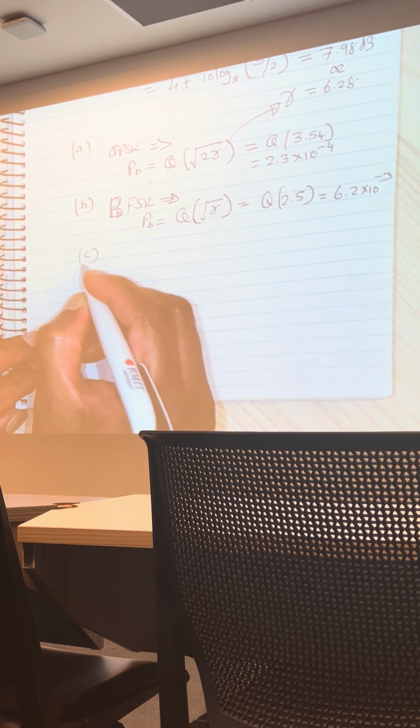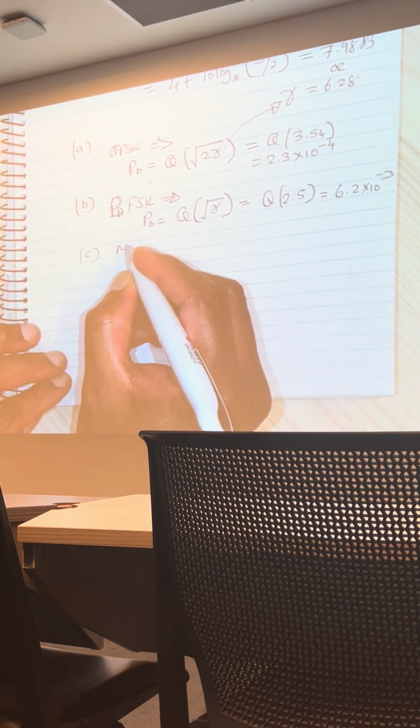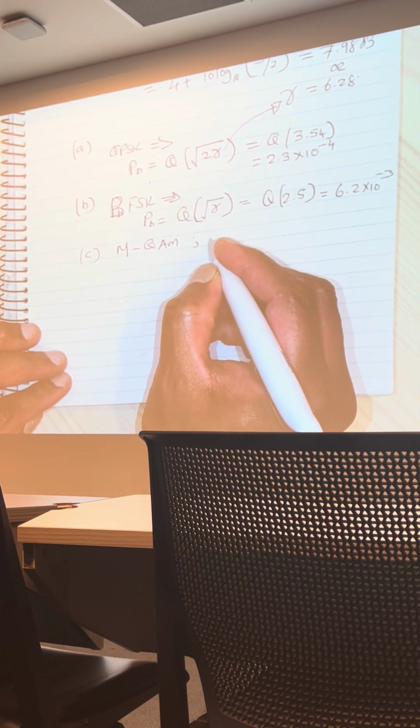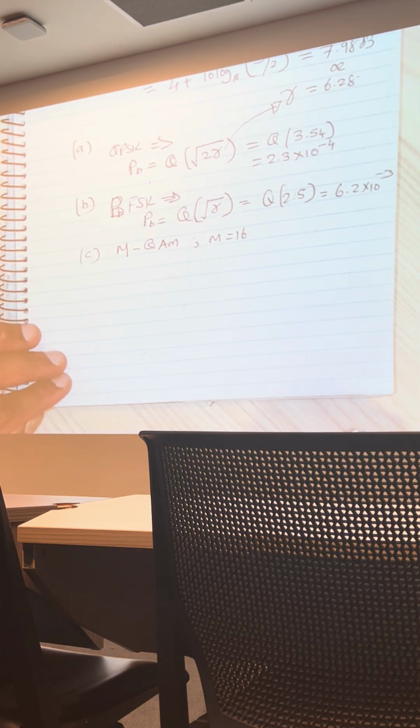Part C is for M-ary QAM or M-QAM, where M stands for the order of the modulation. So M-QAM, where M is equal to 16. So that's part C, 16 order. So it transmits 16 symbols, right?